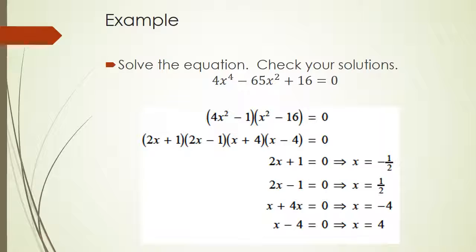The numbers that are going to give us 16 are negative 1 and negative 16. We're using those because when we do the outside and the inside and combine them, we end up with negative 65x squared. Both of these factors are differences of two squares, so we're going to split those up into 2x plus 1 times 2x minus 1 and x plus 4 times x minus 4. We're going to set each of these four factors equal to 0, and it's going to give us negative 1/2, 1/2, negative 4, and 4.